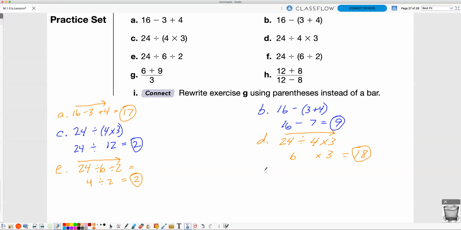All right, and letter F. 24 divided by the parentheses, 6 divided by 2. In this case, I do have parentheses, so I need to complete that piece first. So go ahead and answer this. Here's what you should have gotten. 6 divided by 2 is 3, and then you still have 24 divided by 3 in this case. That'd be 8. All right, let's look at letter G.